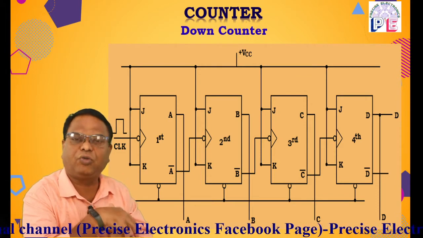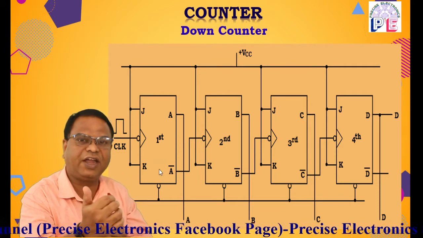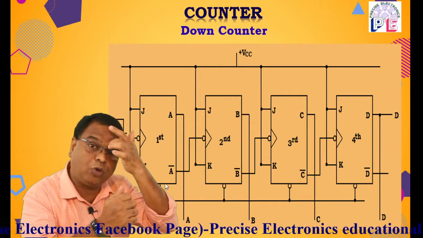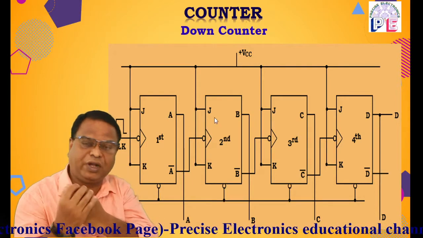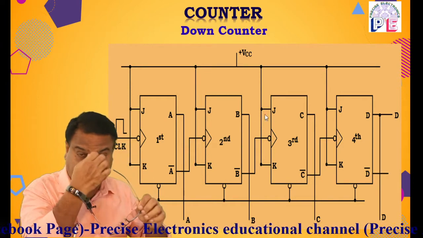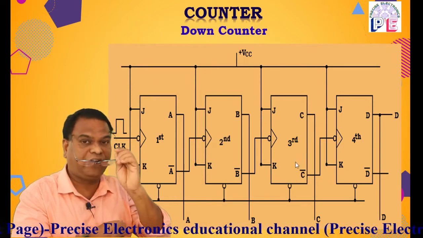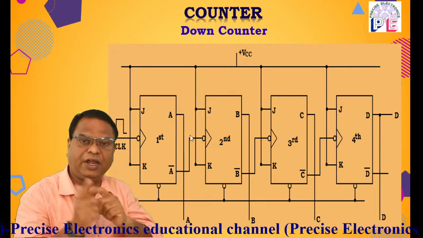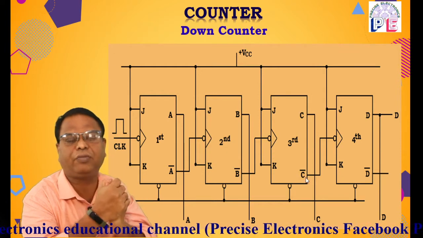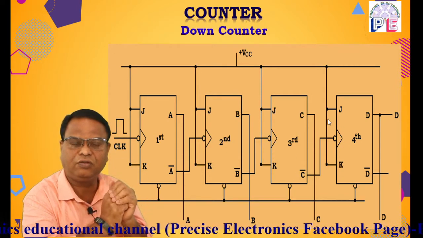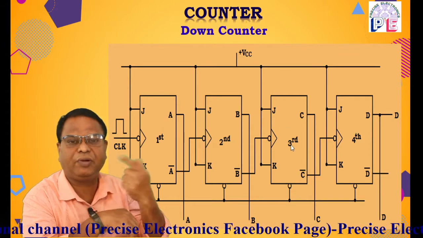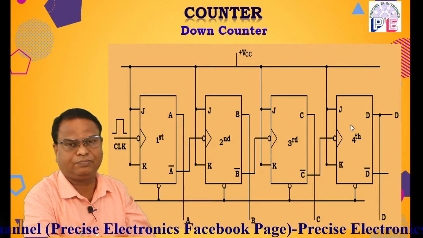But there is one modification. That modification is that instead of A, the complement of A drives the clock input of the B flip-flop. In the 4-bit ripple up counter, A drives the clock input of B, B drives the clock input of C, C drives the clock input of D. But in this case, the complement of A drives the clock input of B, the complement of B drives the clock input of C, and the complement of C drives the clock input of D. So A complement drives B, B complement drives C, C complement drives D.